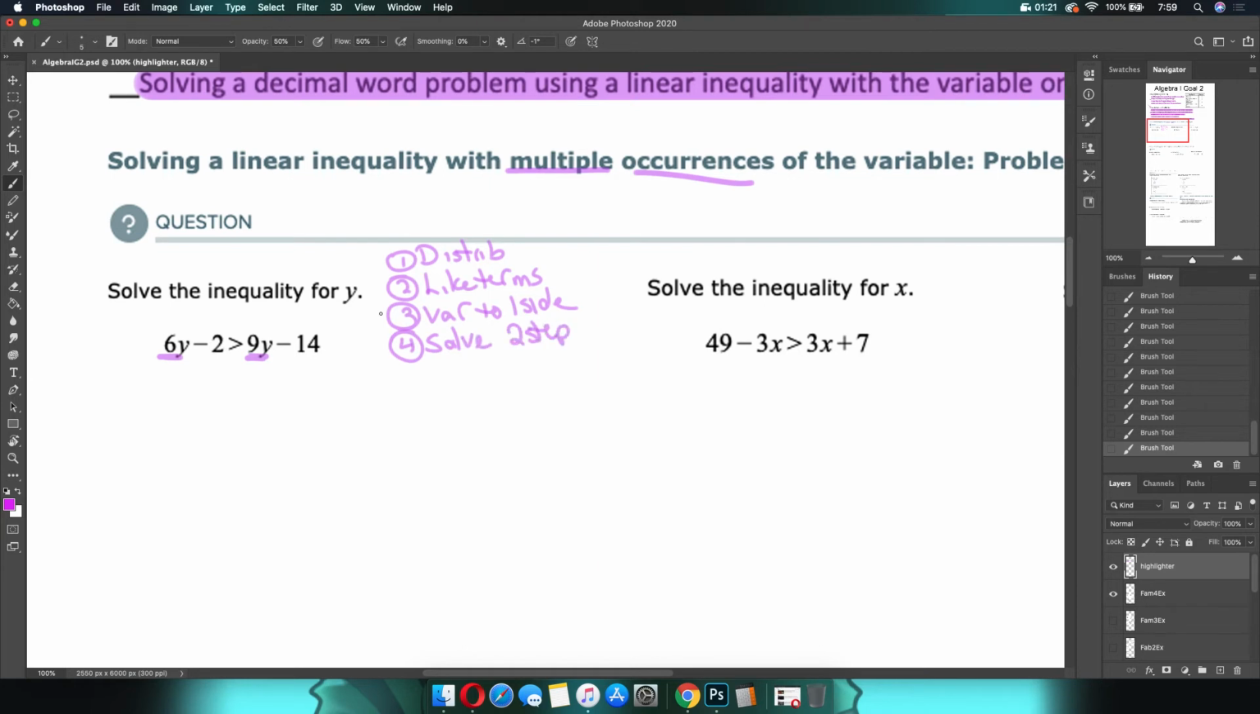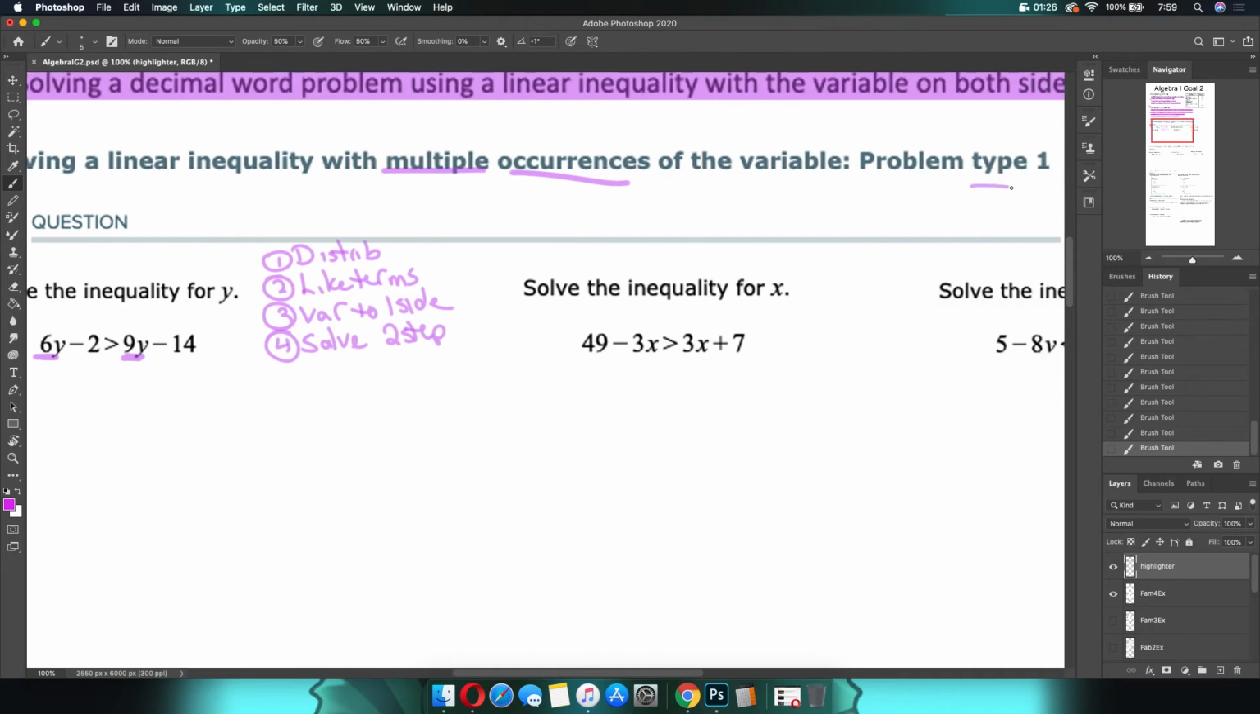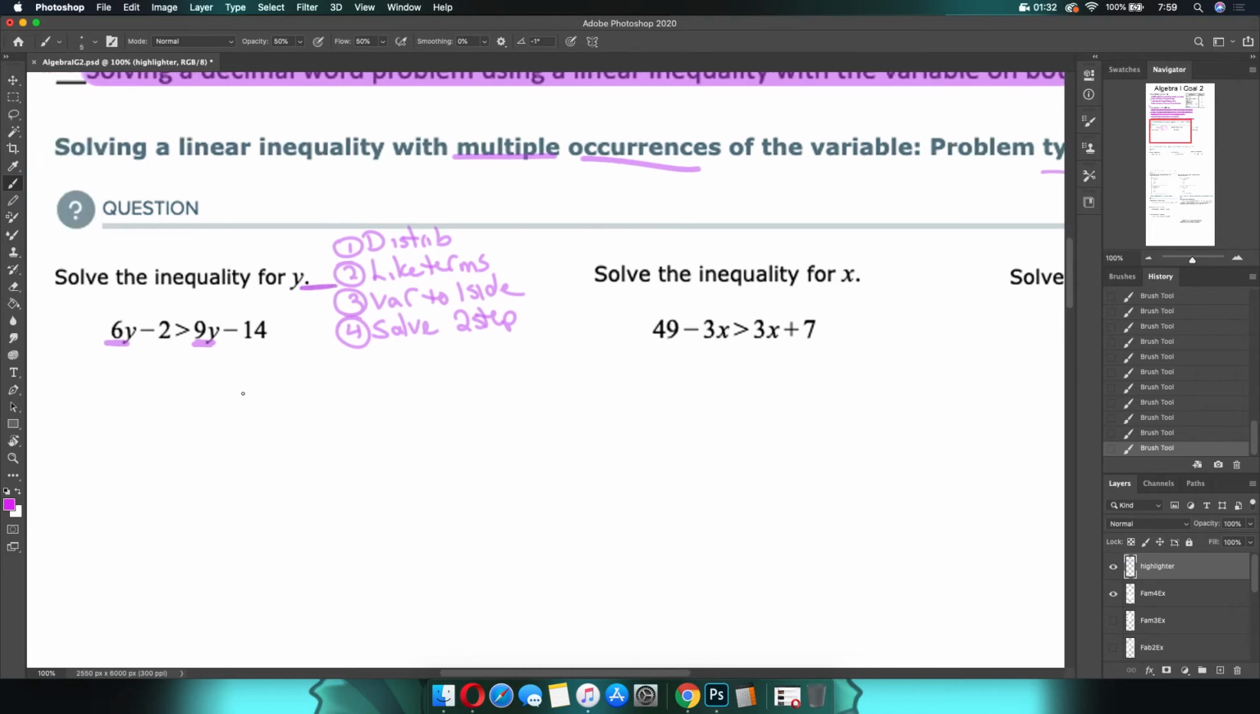Now for here, for this specific topic, because this is problem type 1, we're not going to be doing these first 2 steps. We're starting small. We're getting you used to getting the variable over to one side. So eeny, meeny, miny, mo. Do I want to move the 6 or do I want to move the 9? I'm going to choose the 6 for the very shallow reason that it is a smaller number, which means my subtraction will go better.